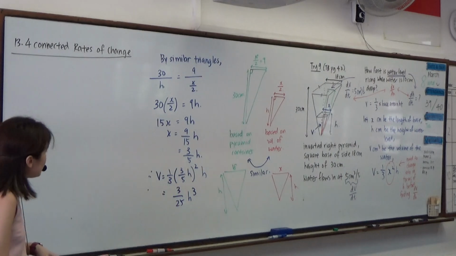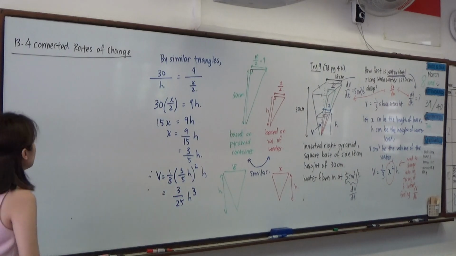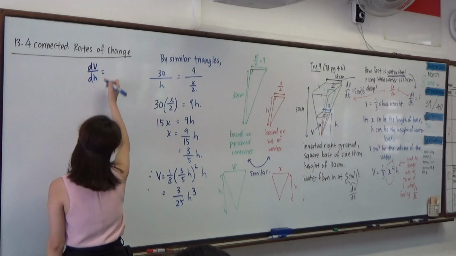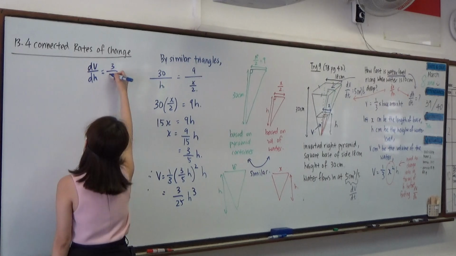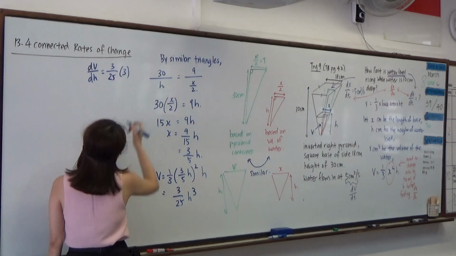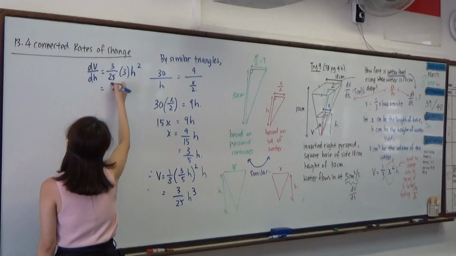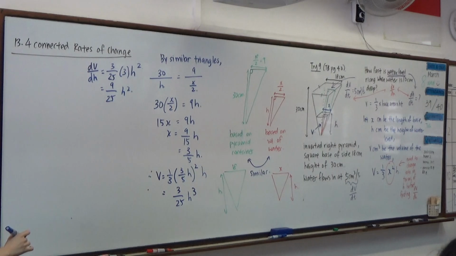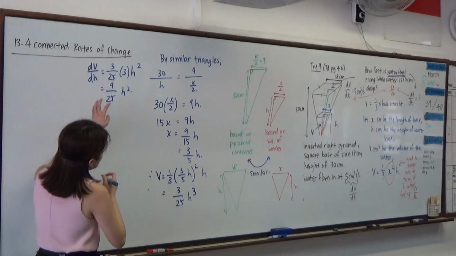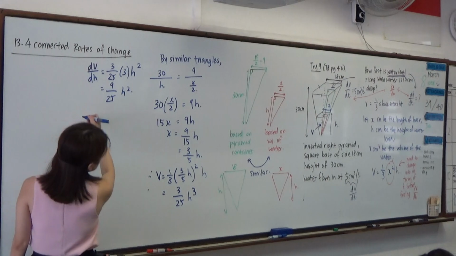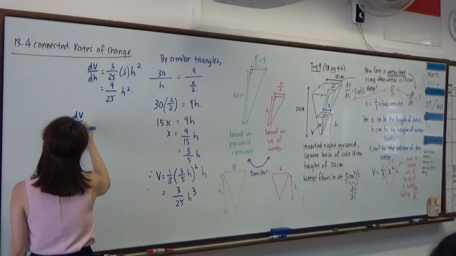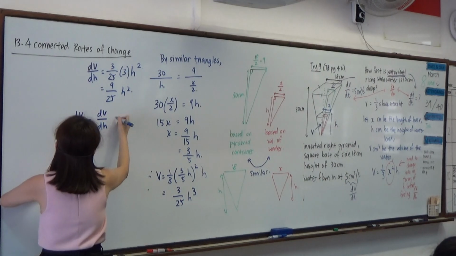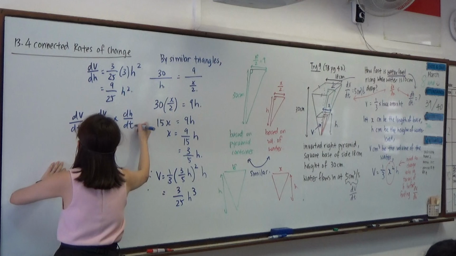So now we have our volume in terms of h already. I can proceed to find out what is my dV over dh. So 3 over 25, bring down power 3, h squared. So 9 over 25 h squared. Then we can do our formula now. We use dV over dt equals dV over dh times dh over dt.